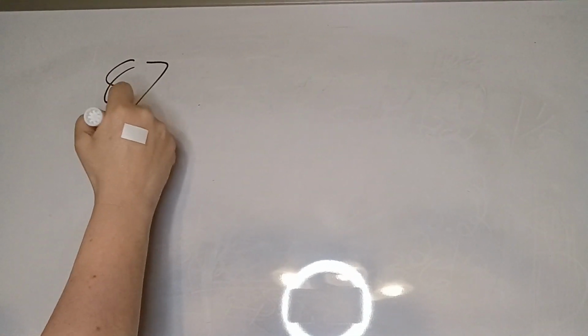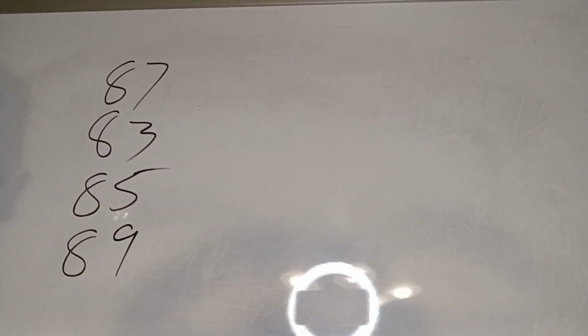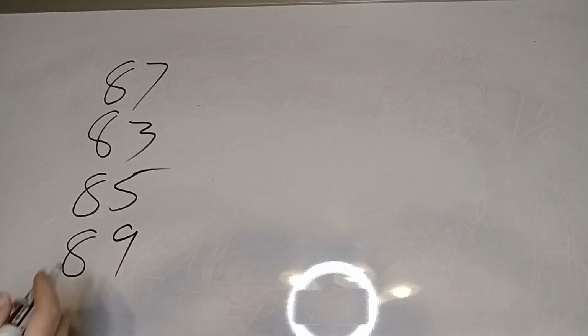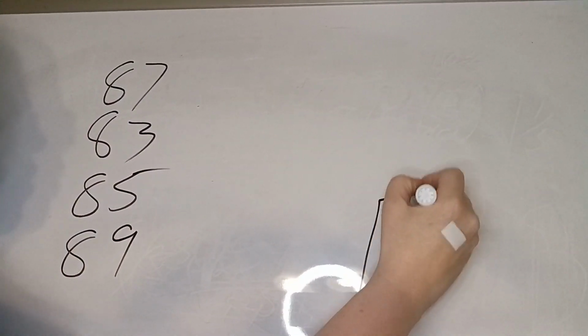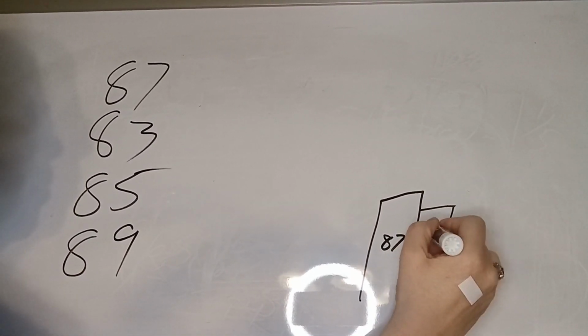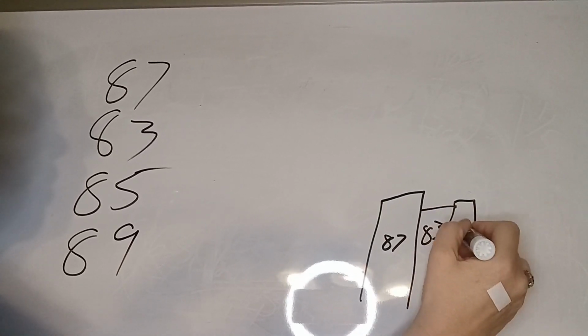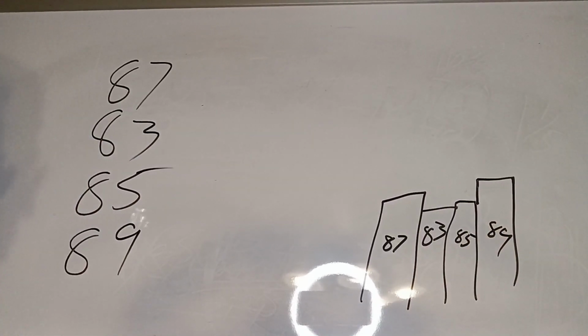All right, let's average some numbers. So let's look at what is the average of 87, 83, 85, and 89. If we were looking at this as piles of dishes or piles of plates, I like to think of it that way. We got 87 here, 83 is here, 85, and 89. Now we want to make them all the same height.